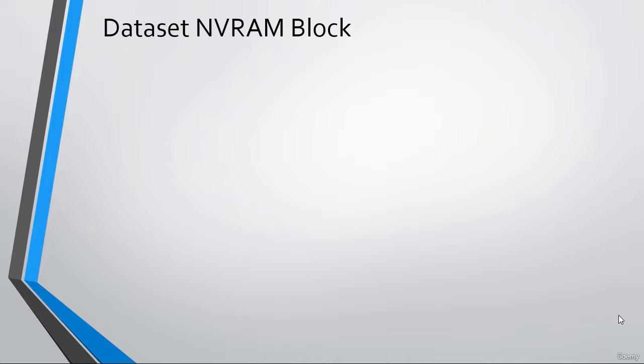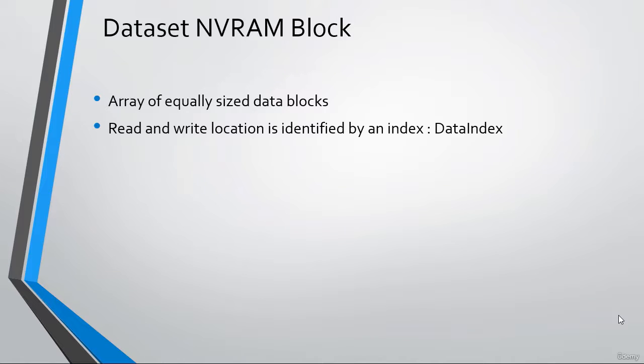Next is dataset NVRAM block. We briefly discussed what is a dataset in previous lectures. The dataset is basically an array of equally sized data blocks. So we have a combination of different blocks stacked together, and they can be accessed by something called an index. So read and write location is identified by an index, and it's called the data index.